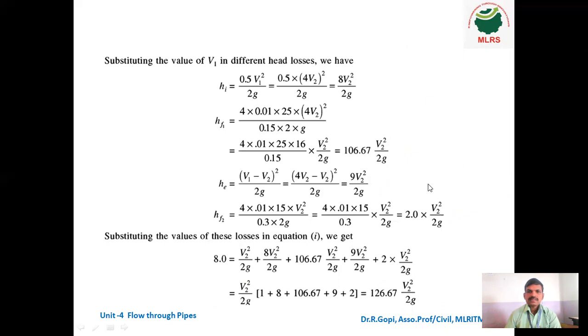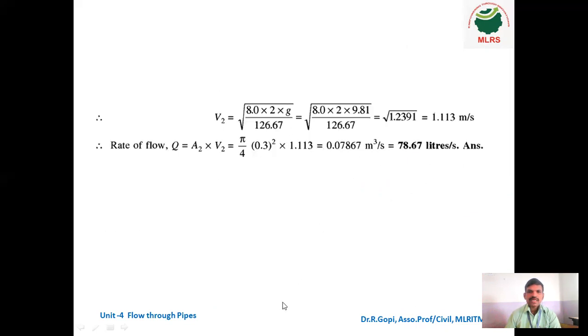So from this final equation, we can easily find V2. How to calculate V2? V2 is equal to root of 8 into 2 into G divided by 126.67. Using this formula, we found 1.113 meter per second. So this is the answer.